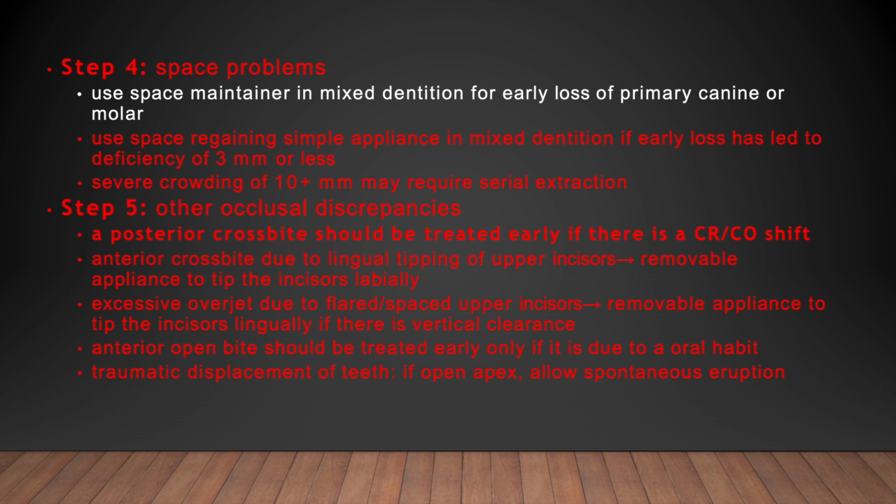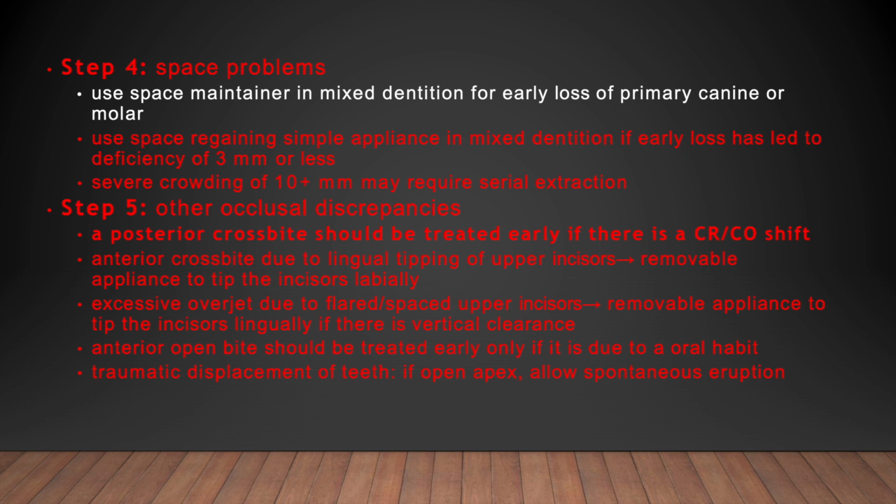Now continuing, we have step number 4 and step number 5. Step number 4 is space problems. We usually use a space maintainer in mixed dentition for early loss of a primary canine or molar. A simple space regaining appliance in mixed dentition is used if early loss has led to a deficiency of 3 millimeters or less. If there is severe crowding of 10 millimeters or more, you may need to do serial extraction.